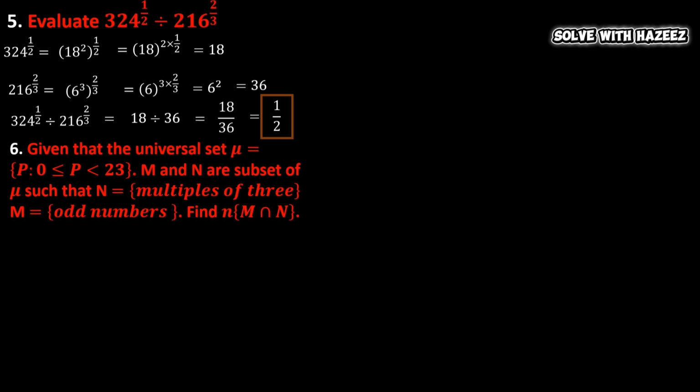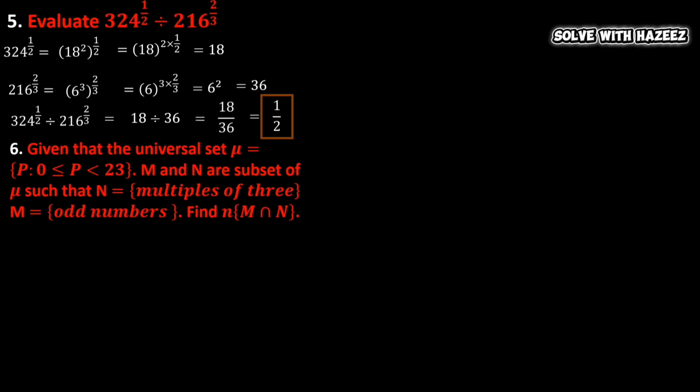We are given that the universal set mu is equal to p such that 0 is less than or equal to p, which is less than 23. Then M and N are subsets of mu such that N is equal to the multiples of 3 and M is equal to the odd numbers. Then the question is, find the number of M intersection N. So this question is coming from set theory.